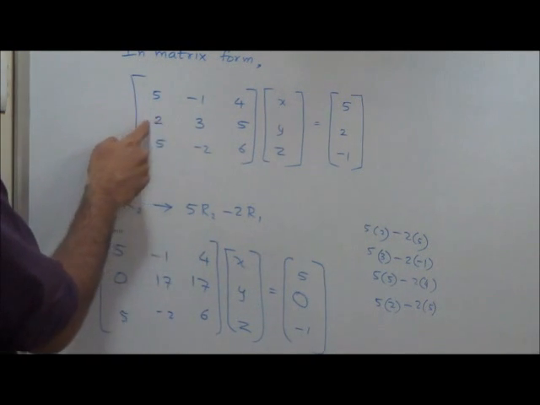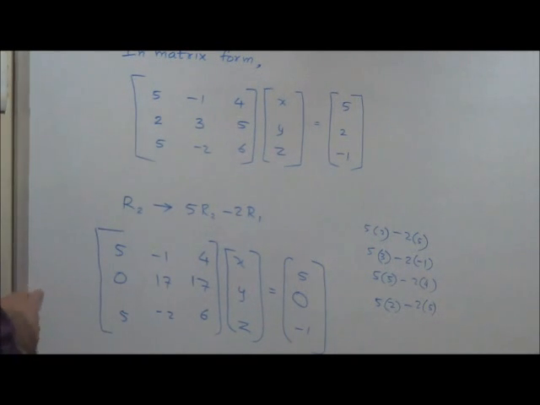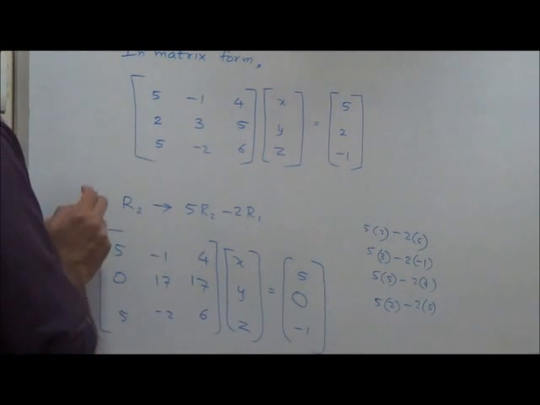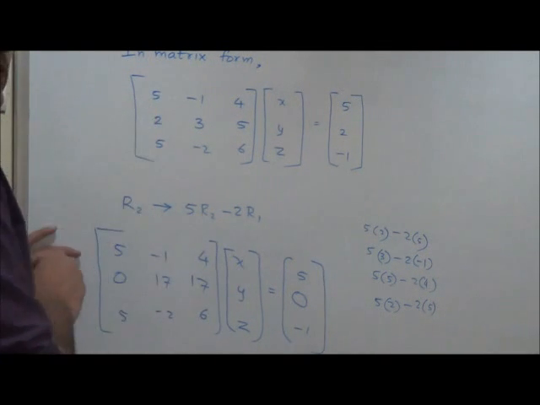2 into 5 will become 10. 5 into 2 will become 10. 10 minus 10 I can cancel. Correct? So I am doing R2 becomes 5R2, 5 times this, minus 2 times R1.